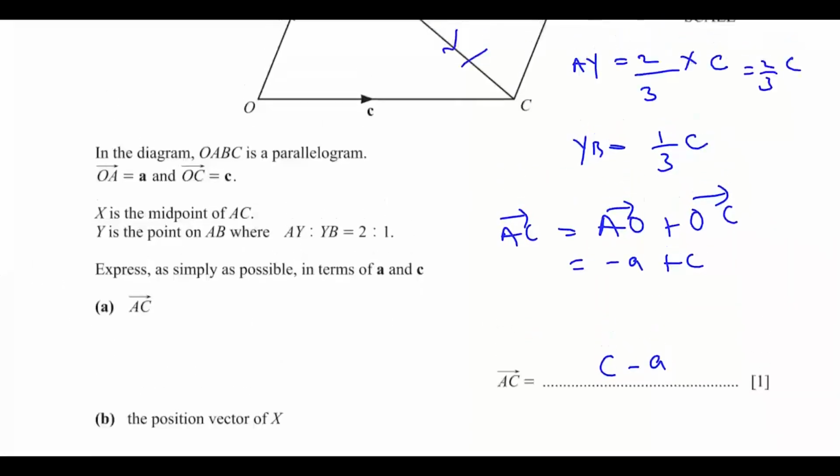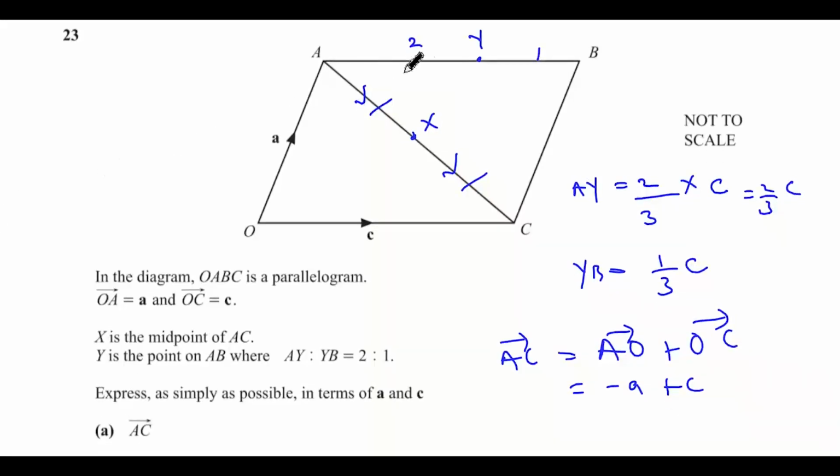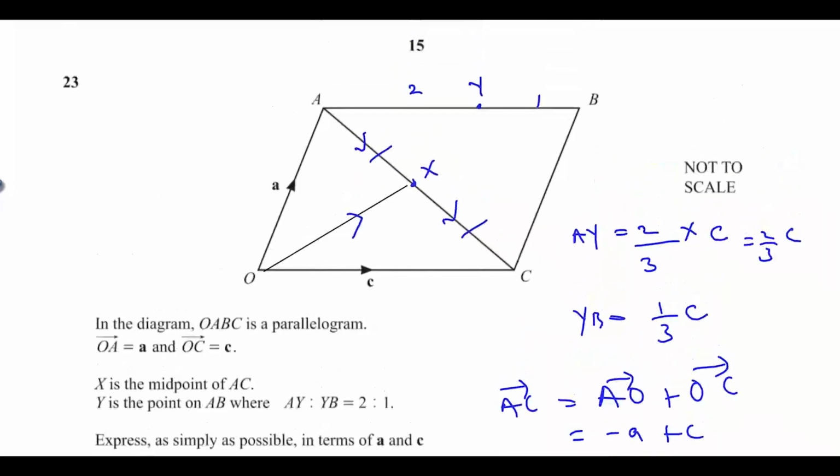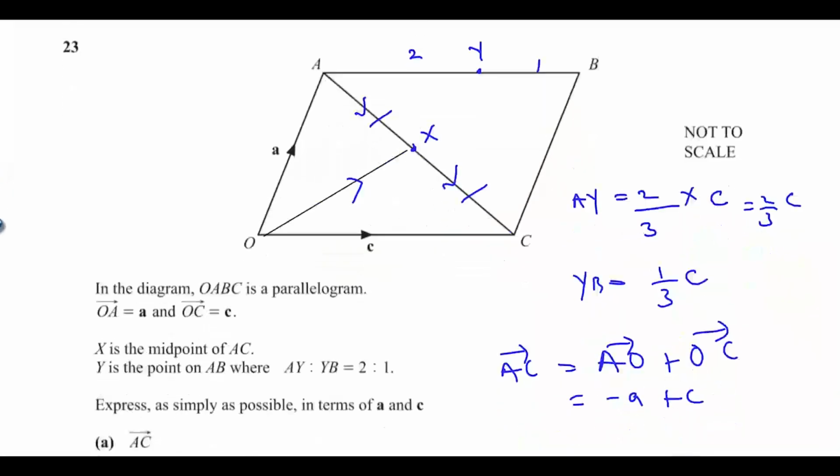Part B, the position vector of X. The position vector of X will be from O to X like this. That is OX. To get this, OX will be equal to OA. Let's scroll down. OX equals OA plus AX.